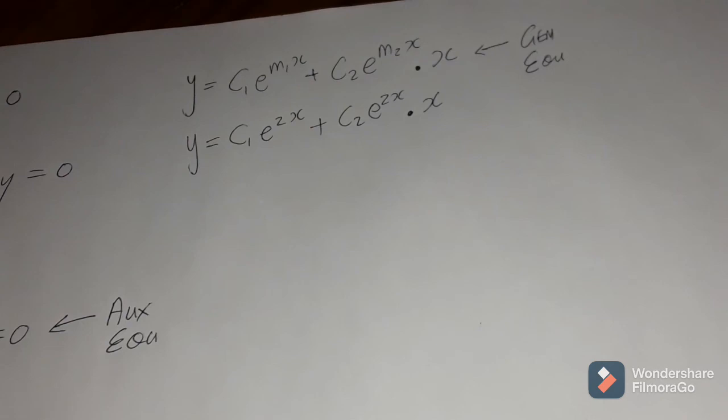So we're gonna go and replace the values of m. So our value of m1 is 2, multiplied by x, plus c2 e to the 2x. Don't forget to put that x here. So this is how you find your general equation.